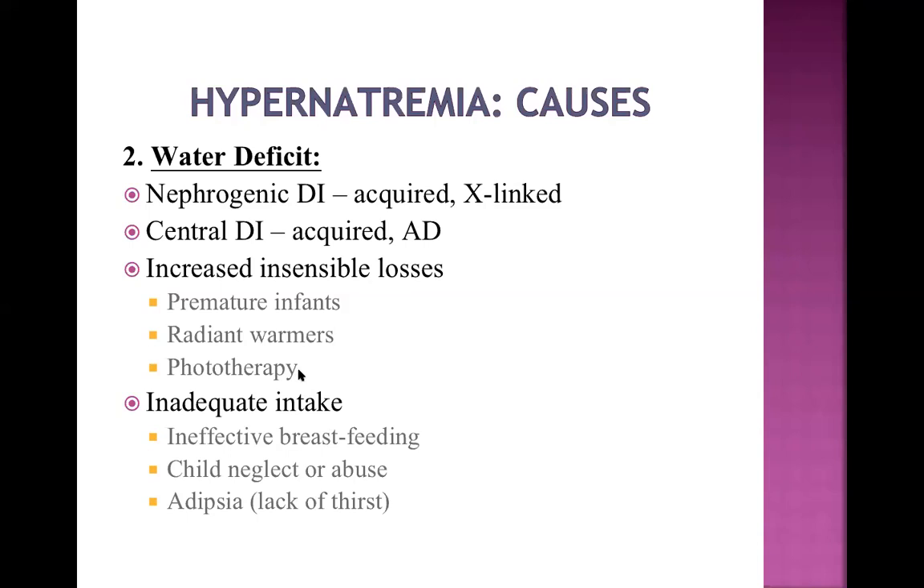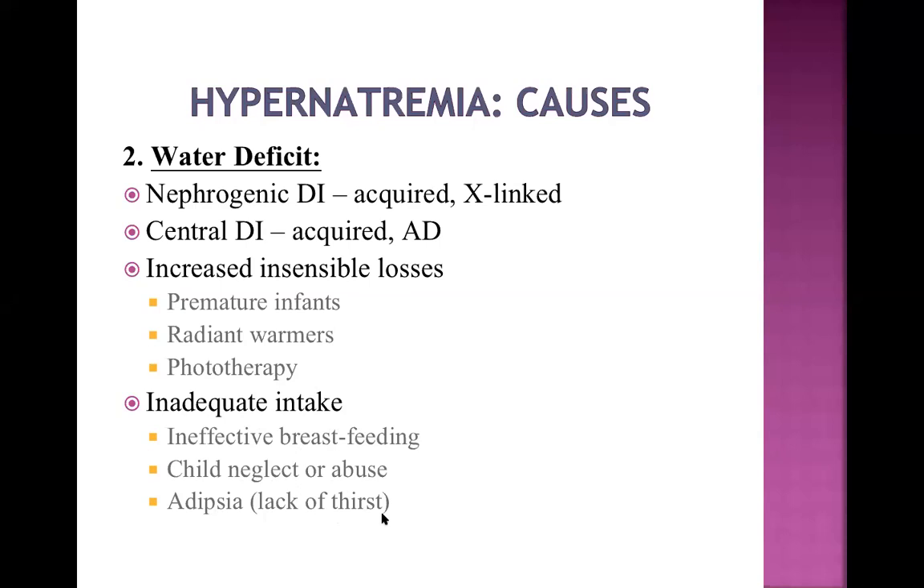Now phototherapy is used for the treatment of which condition? What is the answer? Quickly. Okay, so the answer is neonatal jaundice. Exactly, neonatal jaundice. If a baby develops jaundice after the birth, then we start phototherapy for the treatment. That phototherapy also acts like a source of heat to the baby. So as a result of that, insensible loss of water may occur and relative hypernatremia may occur to the child. Another cause may be inadequate intake. See there, ineffective breastfeeding, child neglect or abuse, and adipsia, that is lack of thirst, are some other causes of hypernatremia. It is all about the relativity, okay?